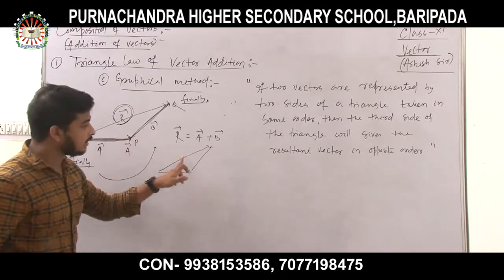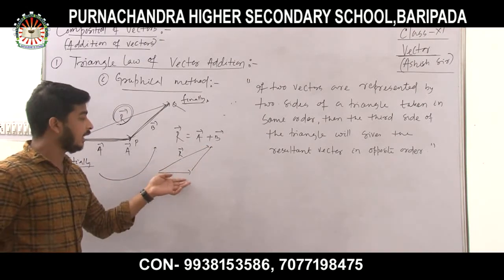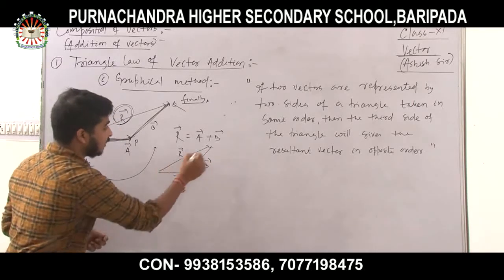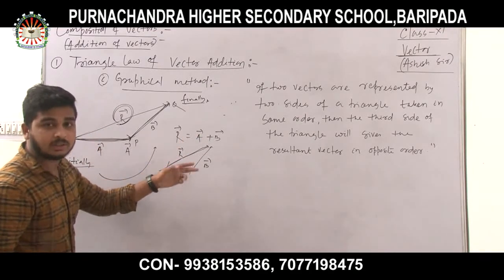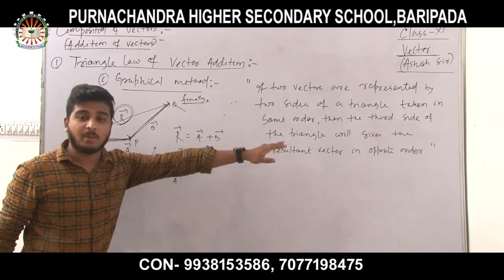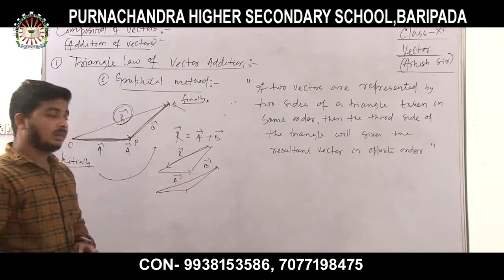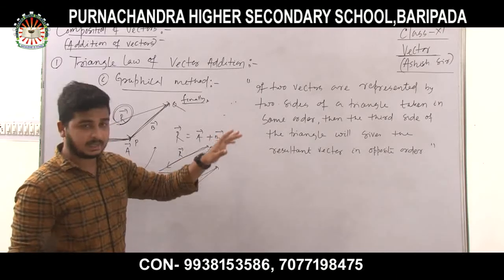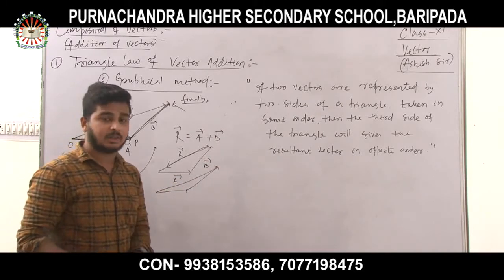But this resultant vector is taken in the opposite order of the A vector and B vector. If there is A vector and this is B vector, and the resultant vector is in this direction, then I could say the resultant vector is in the same order. But here it is written that the resultant vector must be in opposite order. So remember this law: if two vectors are represented by two sides of a triangle taken in the same order, then the third side of the triangle will give the resultant vector in opposite order.